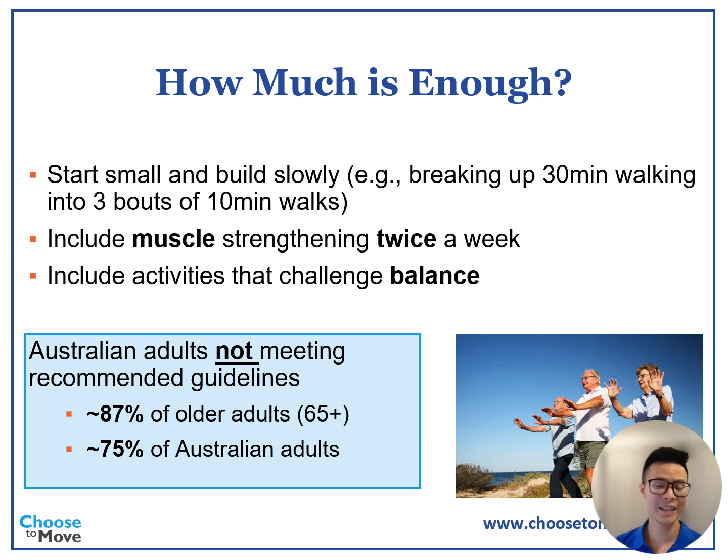Now, looking at these guidelines can be daunting, and in fact, even I struggle to meet those physical activity guidelines. When we have a look at the statistics, what's really interesting is to see that 87% of older adults aged 65 and over in Australia aren't actually meeting those guidelines that I just spoke of in that previous slide. And in fact, 75% of Australian adults in general aren't meeting their recommended physical activity guidelines.